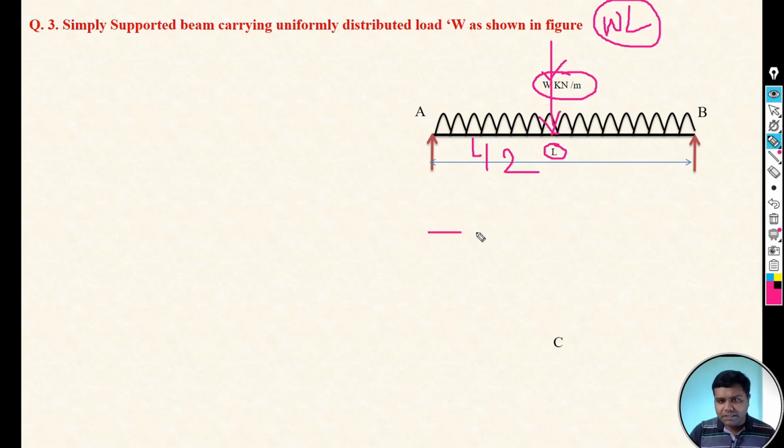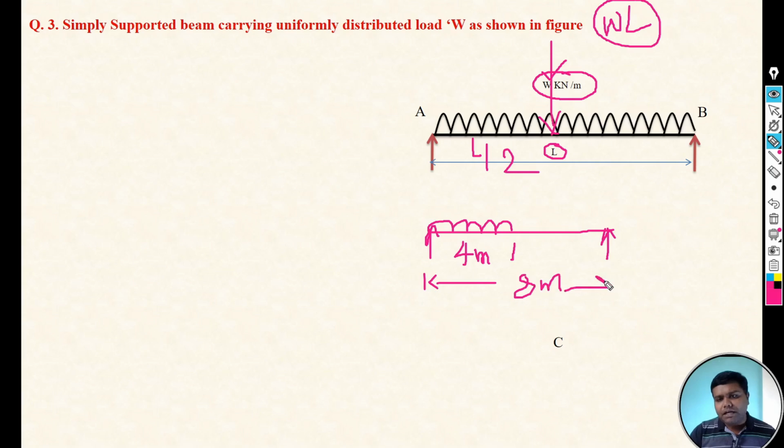Similarly, we will take one example. Let's say we have one beam, again a simply supported beam, and that beam carries a UDL over 4 meter, and the total span of the beam is, let's say, 8 meter. Now we want to convert that UDL into a point load, and let's say the intensity of the load is 10 kilonewton per meter. So how can we convert that UDL to the point load?